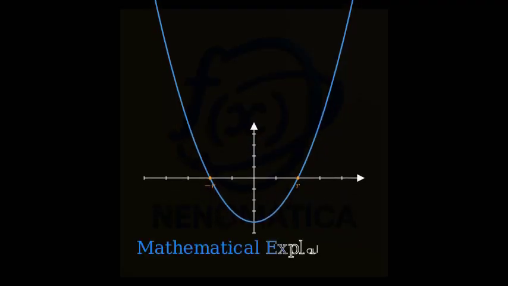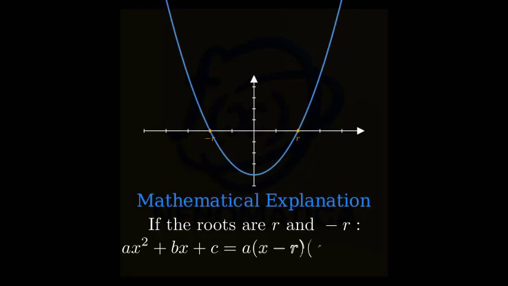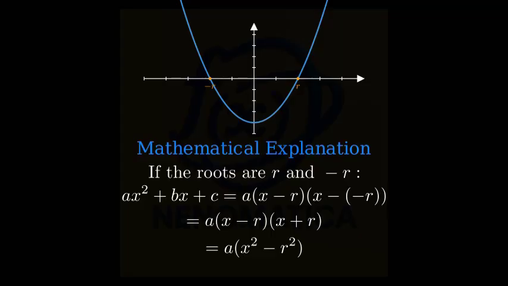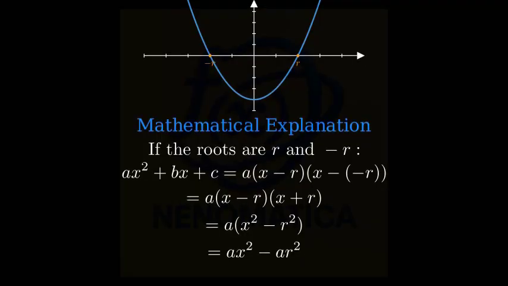Let's understand this mathematically. When a quadratic equation has roots r and negative r, it can be factored as a times (x minus r) times (x minus negative r), which simplifies to a times (x minus r) times (x plus r), or a times (x squared minus r squared), which equals ax squared minus ar squared.